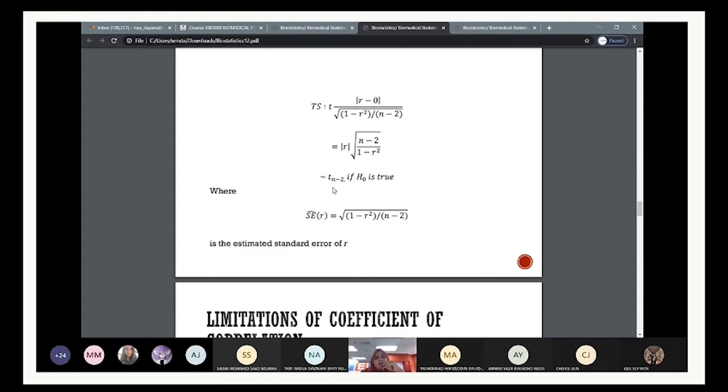Of course, same goes here. If it is less than the null hypothesis.